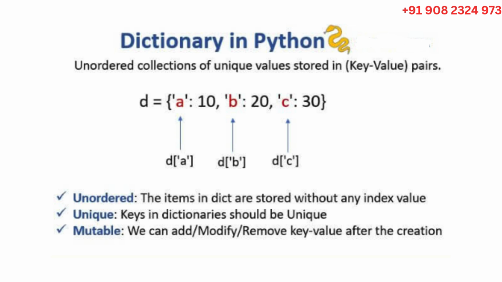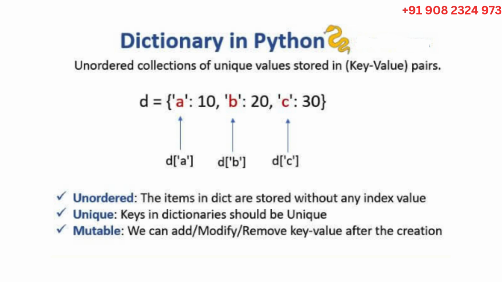4. Dictionaries. Dictionaries are collections of key-value pairs. Each key is unique and maps to a specific value. Key characteristics of dictionaries include: Unordered. Unlike lists, the order of key-value pairs in a dictionary is not guaranteed. Mutable. You can add, update, or remove key-value pairs after a dictionary is created.